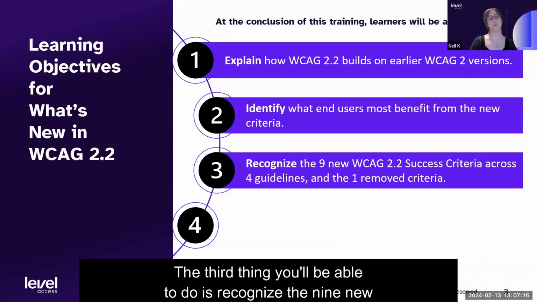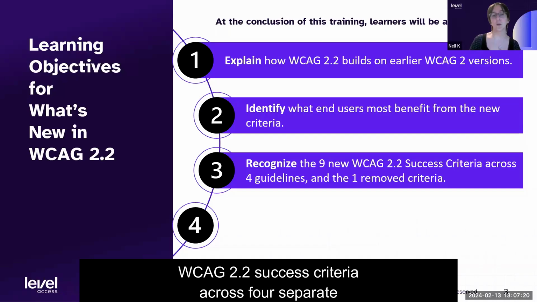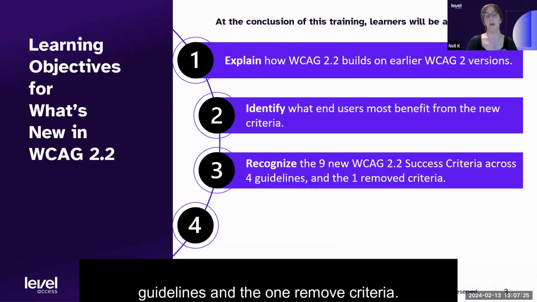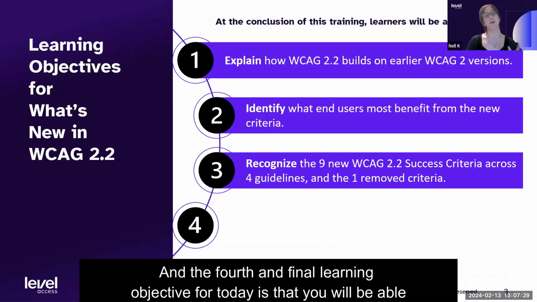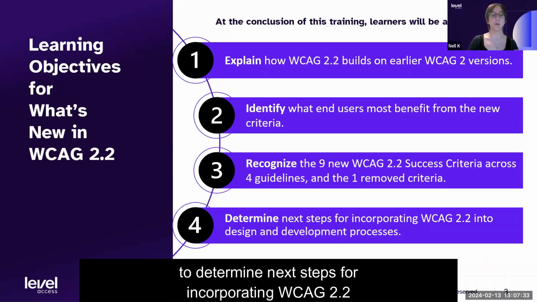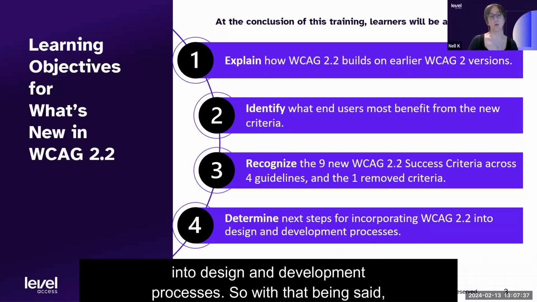The third thing you'll be able to do is recognize the 9 new WCAG 2.2 success criteria across 4 separate guidelines and the 1 removed criteria. And the fourth and final learning objective for today is that you will be able to determine next steps for incorporating WCAG 2.2 into design and development processes.